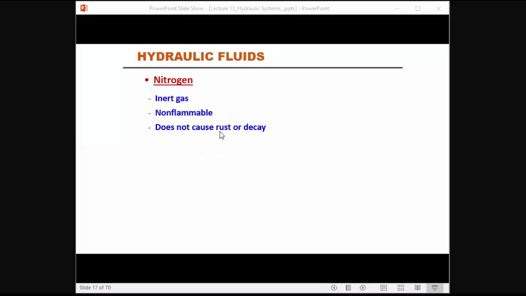Then nitrogen doesn't cause corrosion, so it is not dangerous. It helps keep the system running smoothly. So these cases are the reasons to use it for aircraft. Nitrogen has a lot of usable properties.